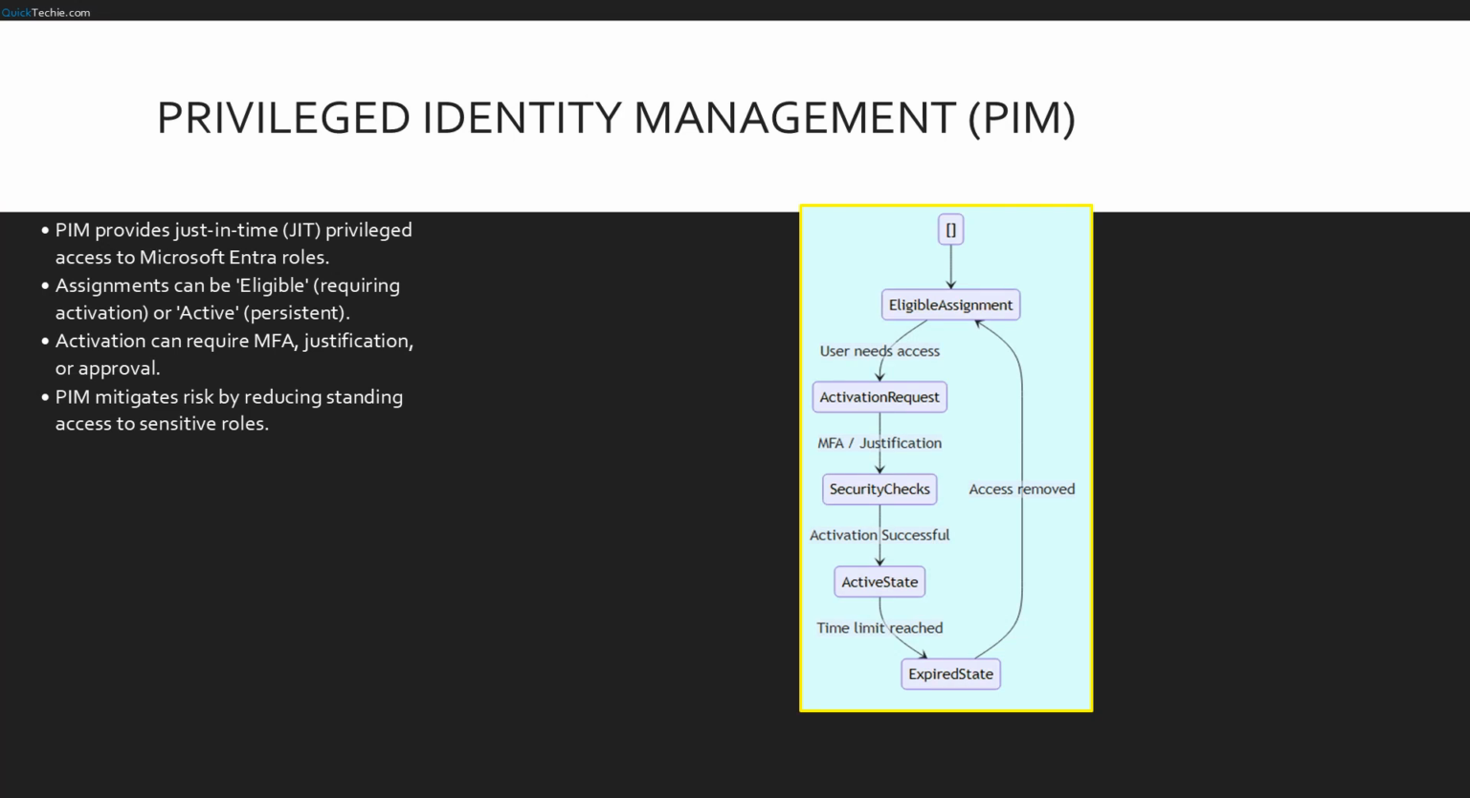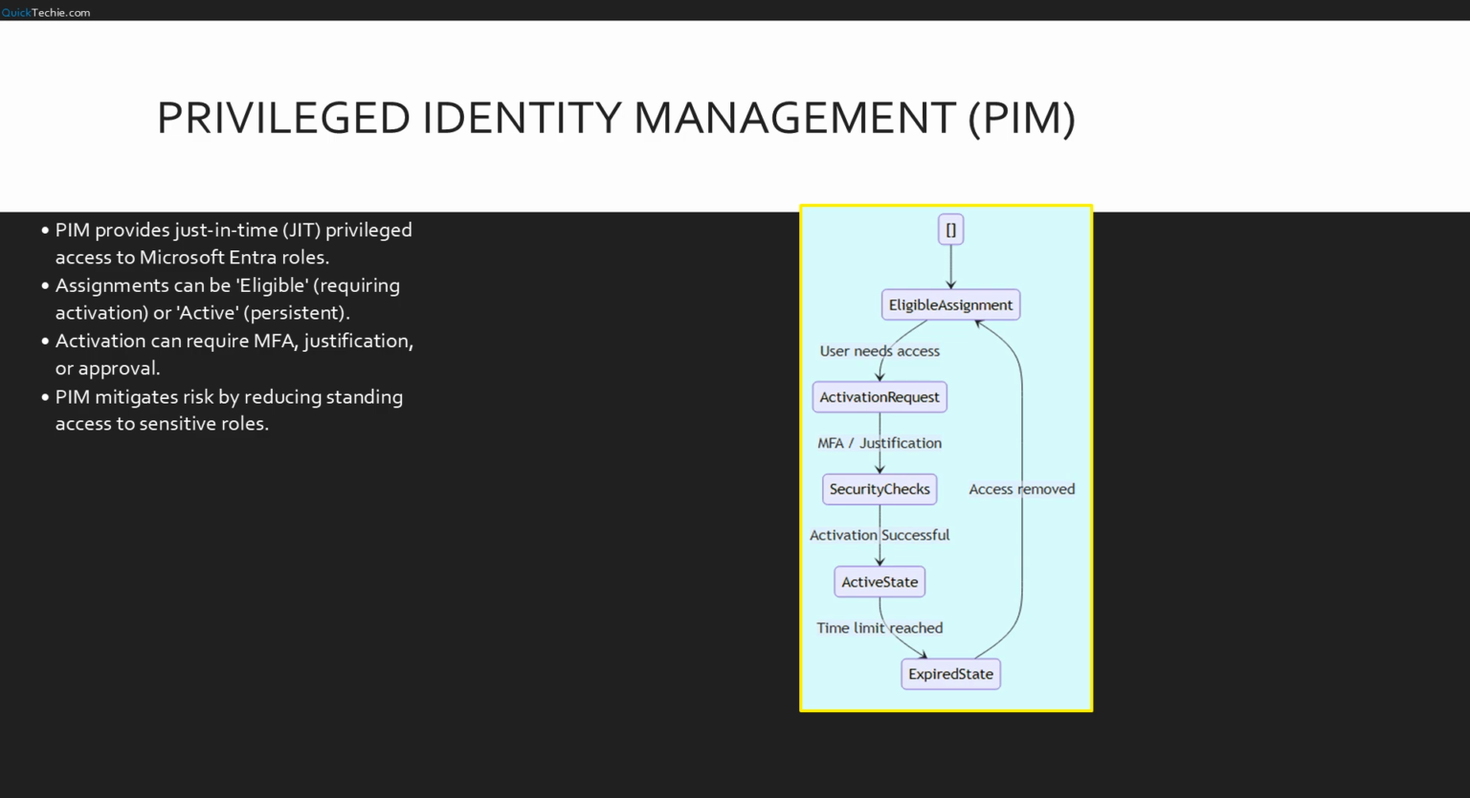To secure privileged roles, we use Privileged Identity Management, or PIM. PIM allows you to grant just-in-time access, meaning users don't have standing access to sensitive roles. When assigning roles in PIM, you can specify the assignment type: active, which means they always have the role, or eligible, which means they must perform an action to use the role. When an eligible user needs the role, they activate it. This activation can enforce security checks like multi-factor authentication, MFA, business justification, or approval from a designated approver. This significantly reduces the risk of compromised accounts having permanent administrative power.